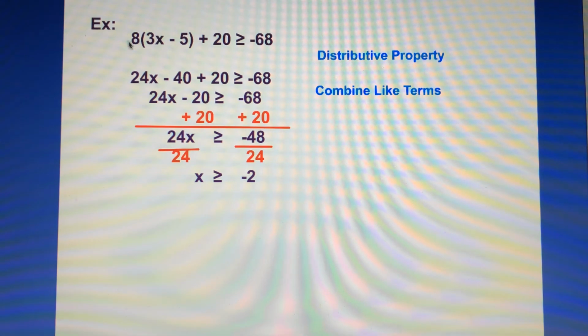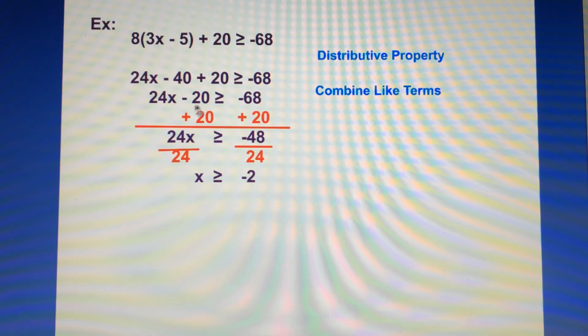All right, let's use distributive property. 8 times 3x, 24x. 8 times a negative 5. The sign goes with the term, negative 40 plus 20. So I did distributive property. Now I have like terms. I have two constants. I have a negative 40 and a positive 20. Combine them together and I have a negative 20.